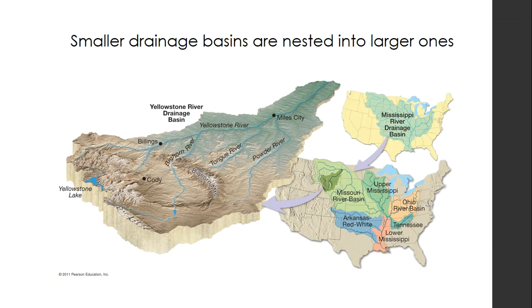Smaller drainage basins are nested into larger ones. When we think about the Mississippi River drainage basin, it's rather huge, right? All of this water will eventually make its way down into the Mississippi River drainage basin, but we can divide that up into smaller drainage basins: the Missouri, the Upper Mississippi, the Ohio, and here inside of the Missouri is the Yellowstone drainage basin. So you can really divide them up in different ways. You can divide them into one massive one or much smaller ones.